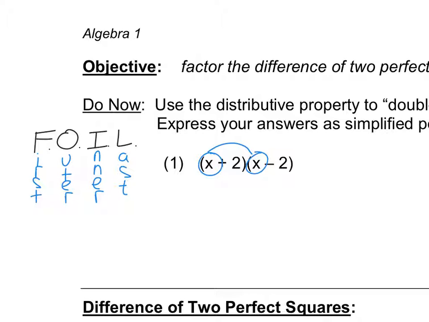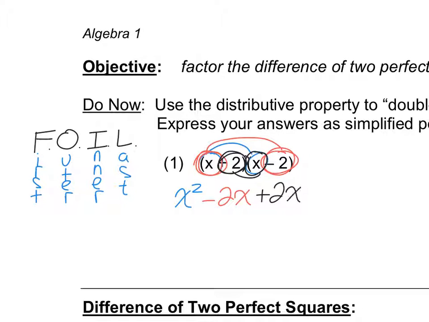Yeah, I know we did it already. That's why it's a do now. Quality control, wonderful. So the first values multiplied gives you an x squared. Take your outer values and multiply them. You get a negative 2x. Take your inner values and multiply them. You get a 2x. And then your last values, multiply them. And you get a negative 4.